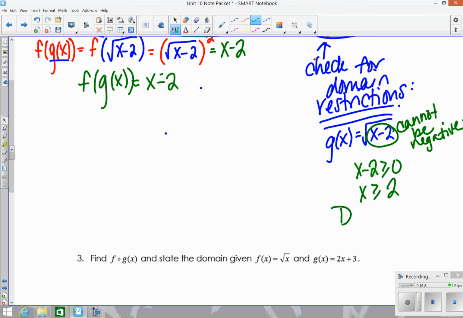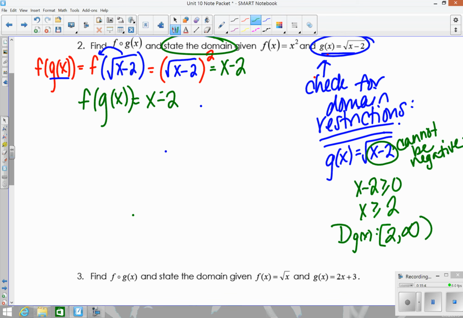So that means that the domain of g of x, notice I'm putting g of x as like a little subscript, the domain of g of x, just so it's easy to keep it straight. The domain of g of x is actually going to be 2, including it, to infinity. So then what I need to do is compare that to the domain of this function here.